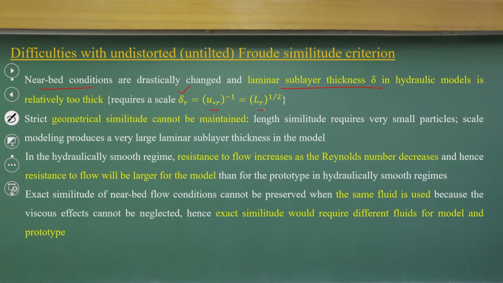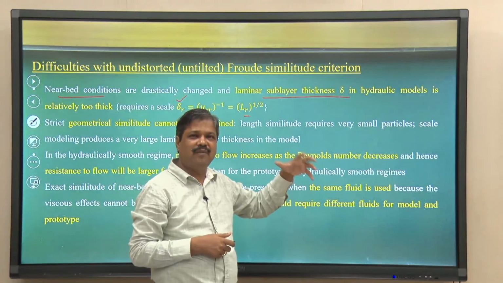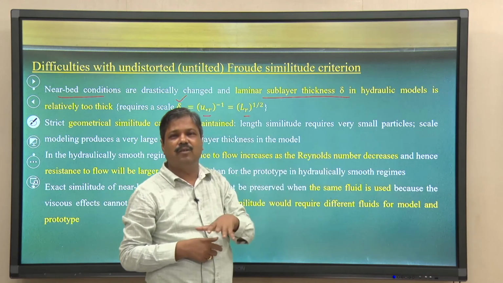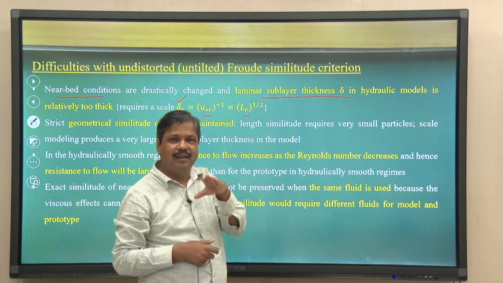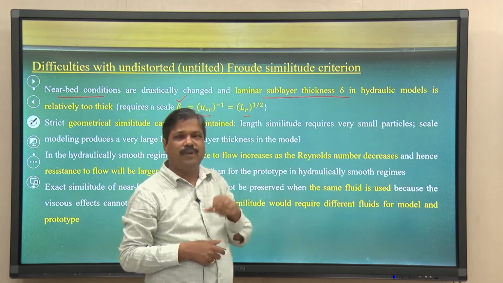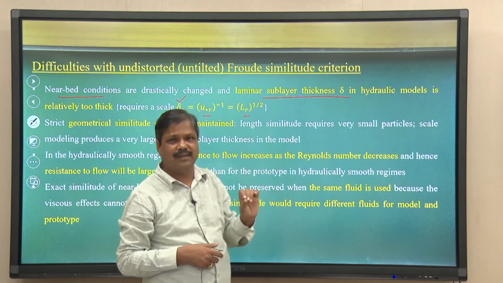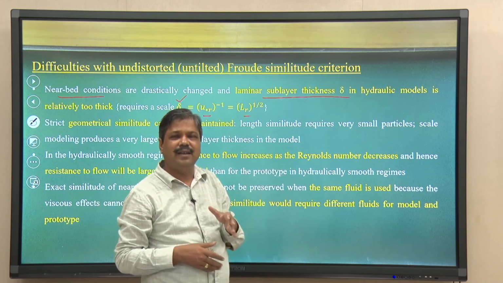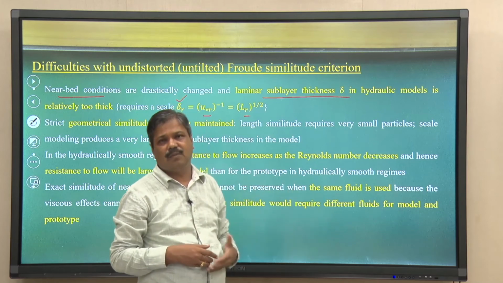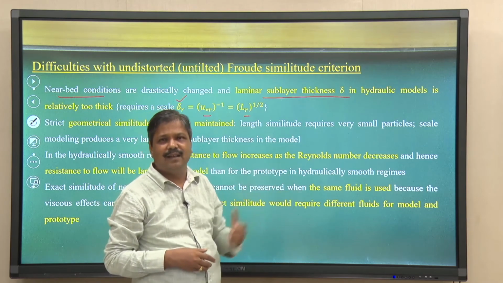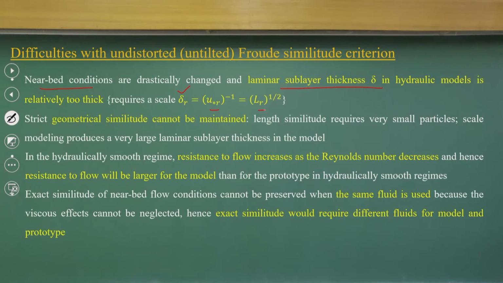Let me repeat: when you try to make the flow behavior at the river level the same, you want to talk about near-bed conditions, what is happening at the flume level at laboratory scales. What we need to look at is the thickness of the laminar sublayers. The laminar sublayer thickness at laboratory scale is thicker than in a river. So we need to scale down the laminar sublayer thickness.